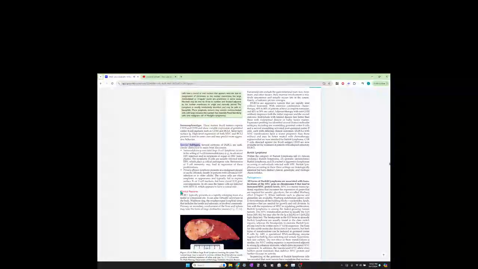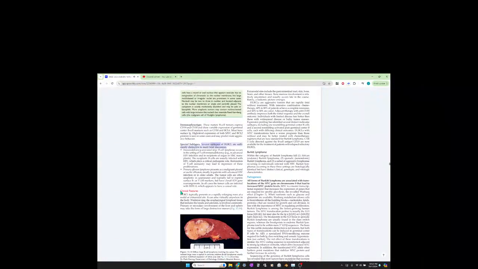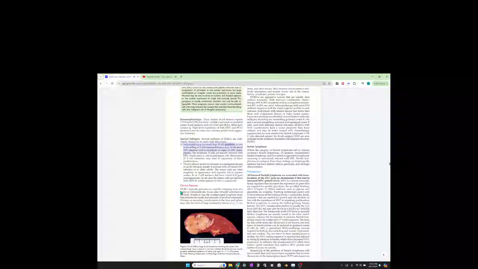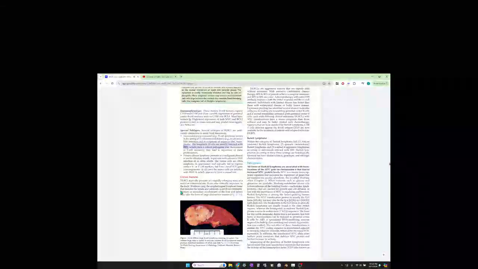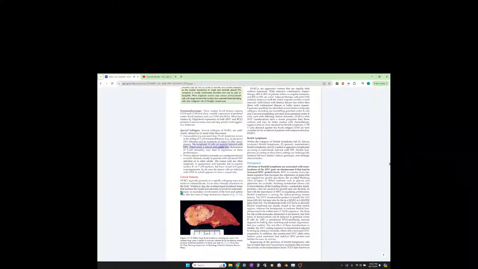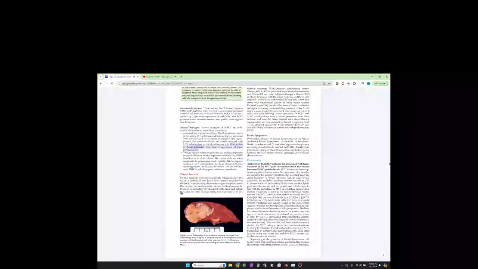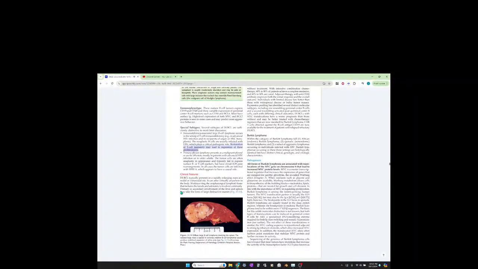Special subtypes. Several subtypes of DLBCL are sufficiently distinctive to merit brief discussion. Immunodeficiency-associated large B-cell lymphoma occurs in the setting of T-cell immunodeficiency. The neoplastic B-cells are usually infected with EBV, which plays a critical pathogenic role. Restoration of T-cell immunity may lead to regression of these proliferations.